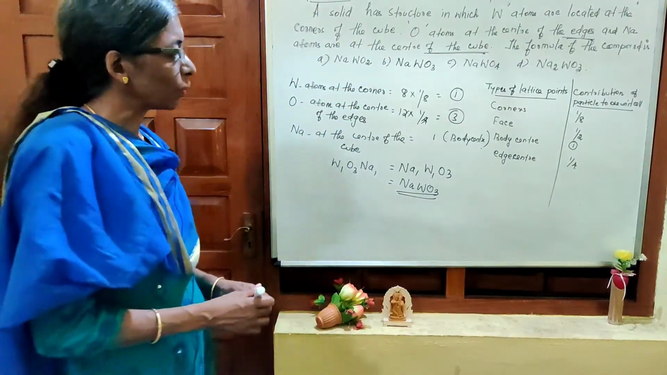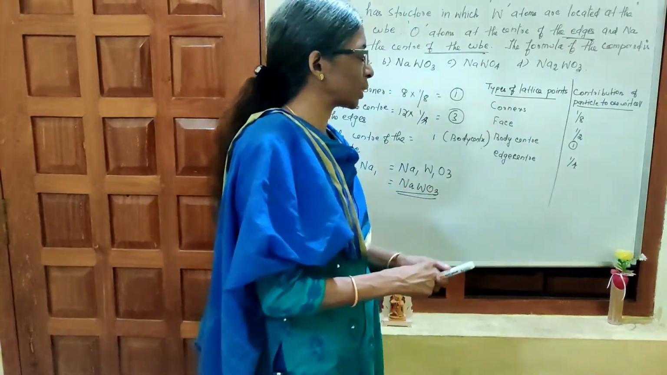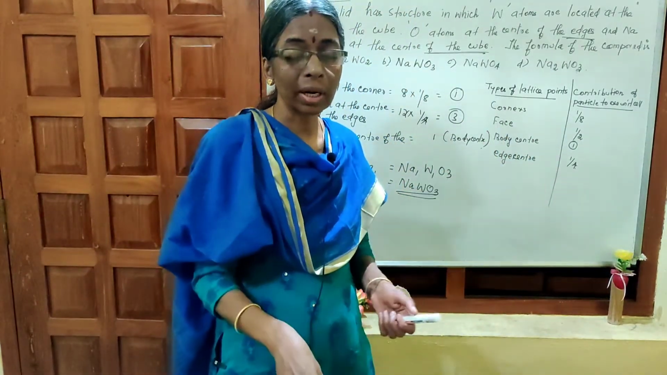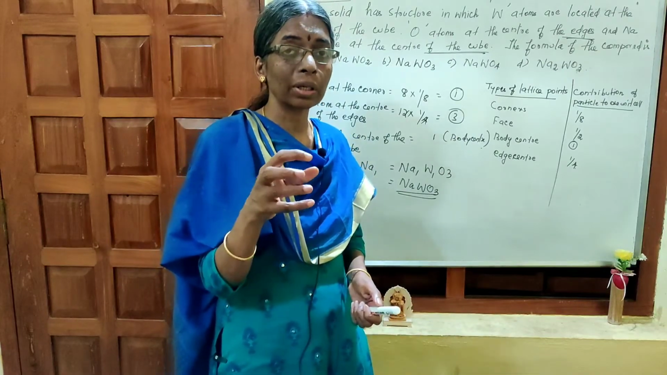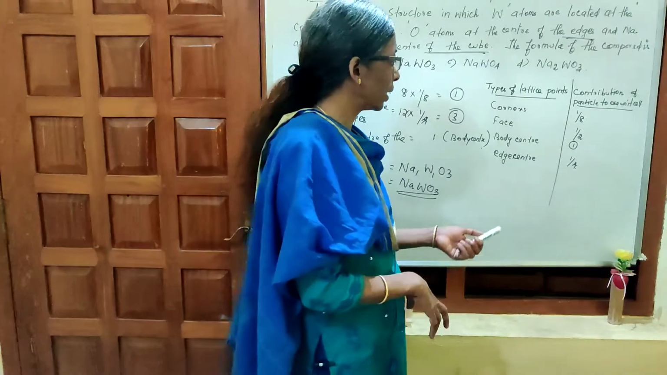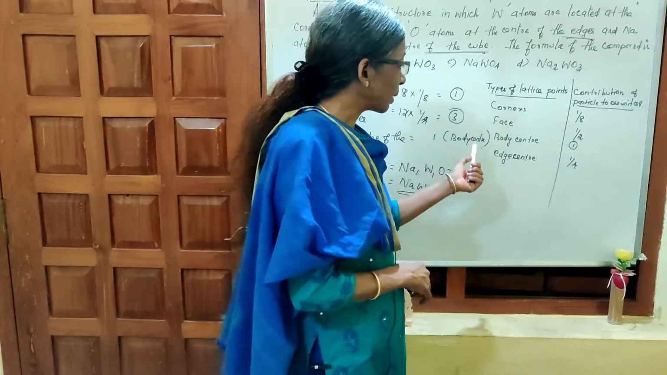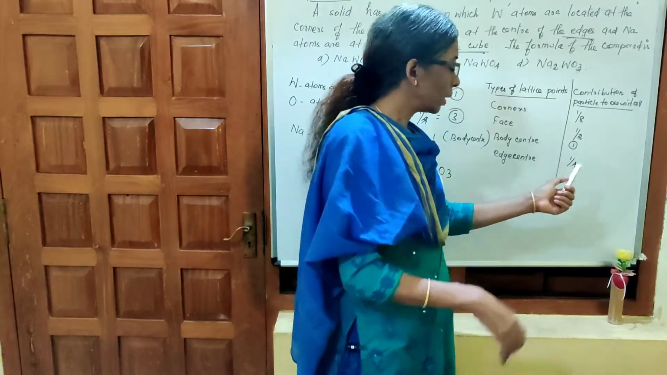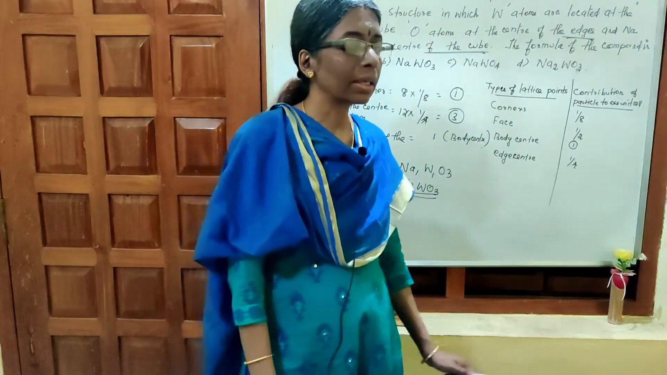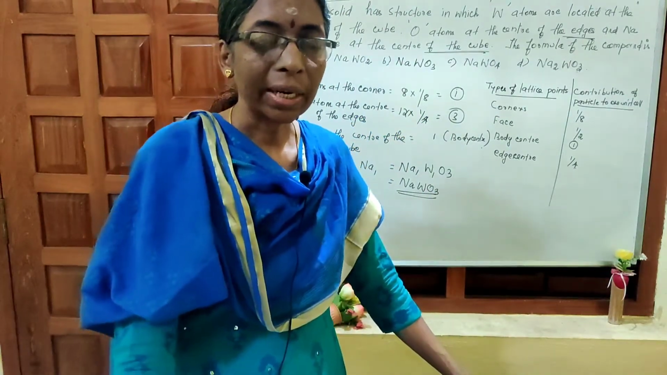Okay, so if you know this one, it is very easy to calculate. Types of lattice points: if lattice points are at the corners, each point contributes 1/8 portion of that point to the unit cell. If it is in the face center, then 1/2. If it is a body center, whole 1. The next one, if it is an edge center, it is 1/4. Okay, thank you. We'll see the next problem.